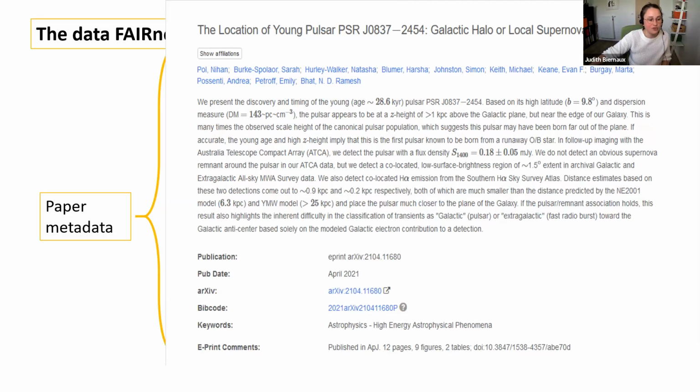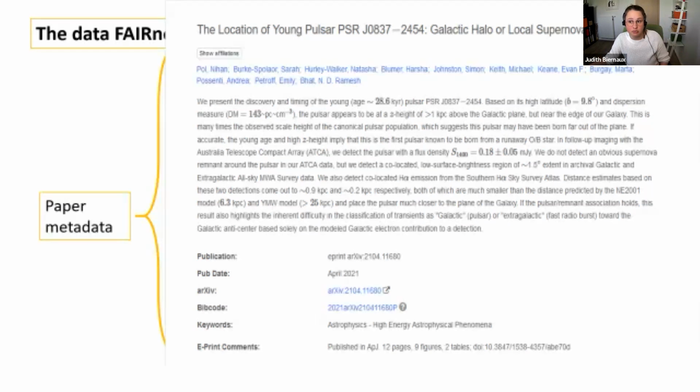Why? Because it has filled in the metadata in a very proper manner. So the metadata is the publication date, the arXiv ID, the BibTeX code, the keywords, astrophysics, high energy, blah, blah, blah. The abstract, the authors, the date. Okay, so all this is metadata, and the data would be the paper itself.